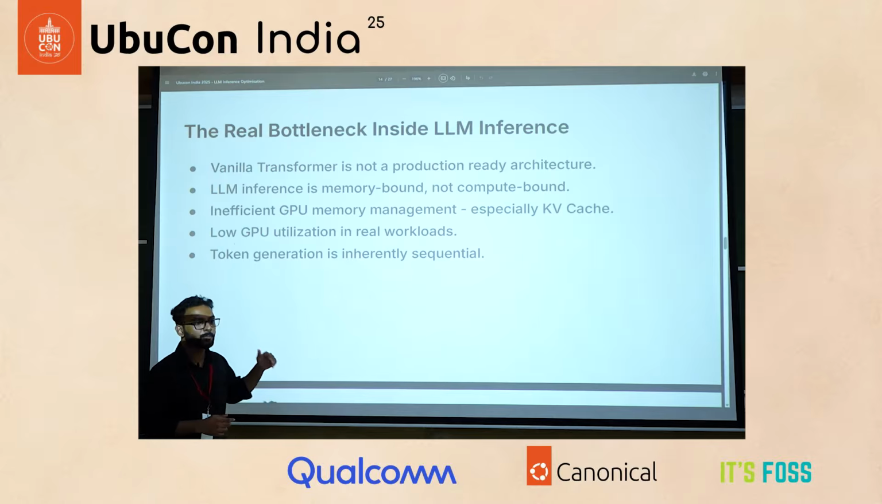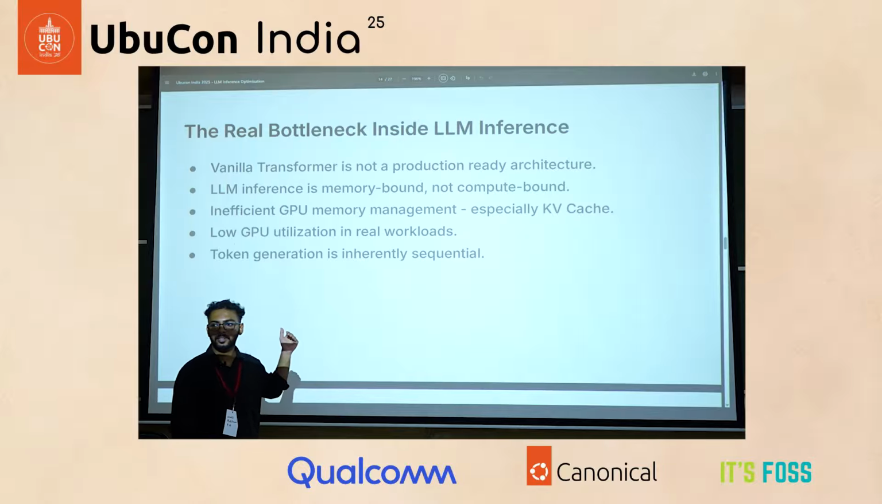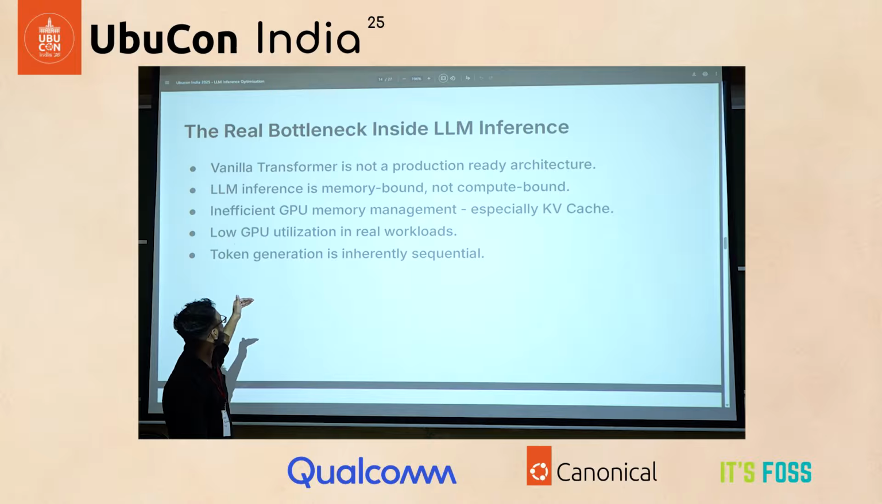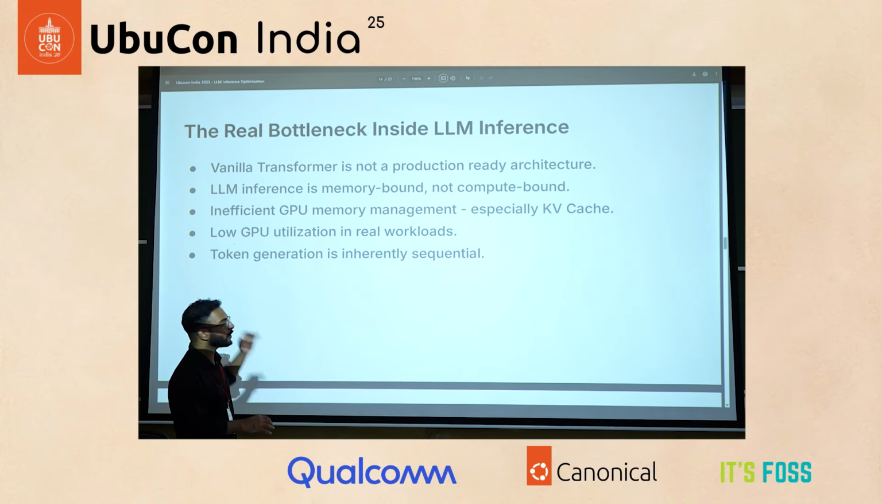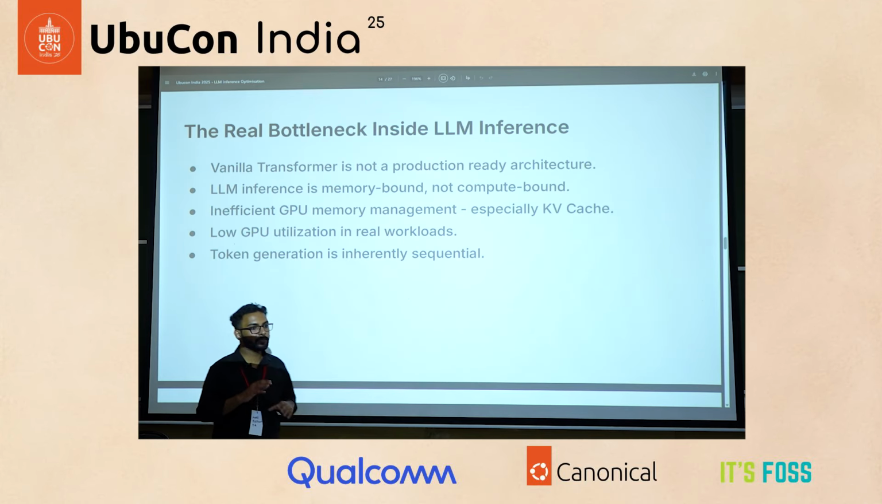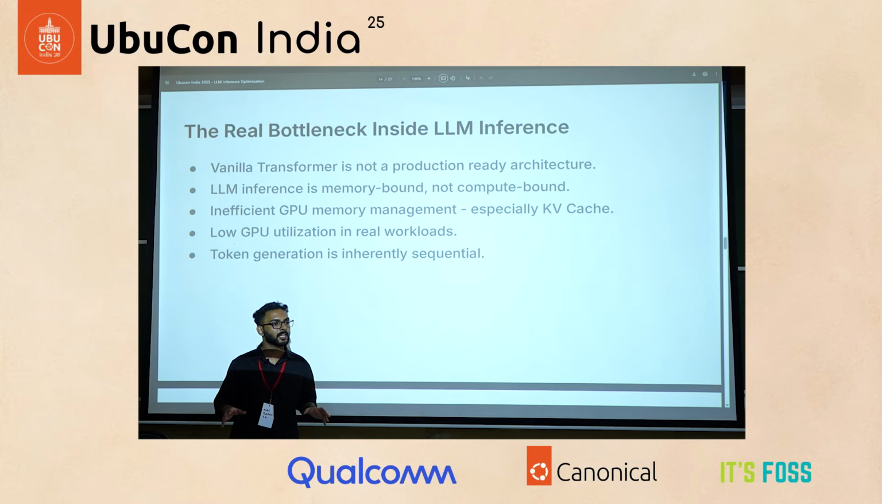We have talked about the KV cache in the previous slide. The frameworks in traditional LLM inference did inefficient GPU memory management, especially with the KV cache. That was a fundamental problem, and we'll see how we can solve that. Also, the GPU is not completely utilized in heavy workloads, and token generation is inherently sequential. I told you how autoregressive models work, one token at a time.